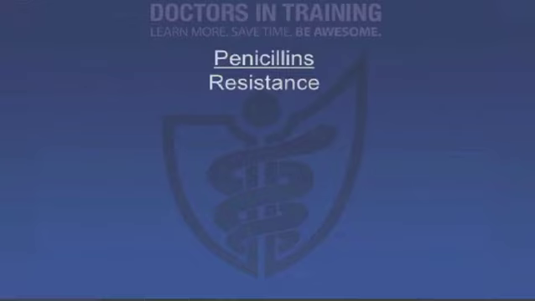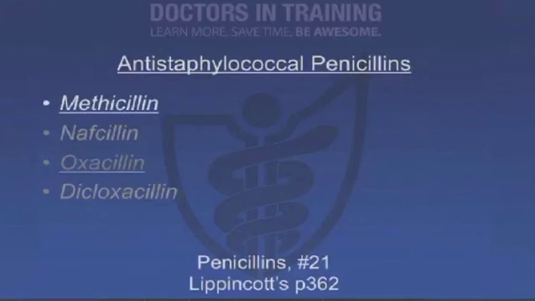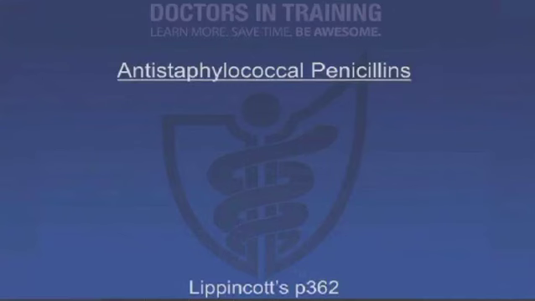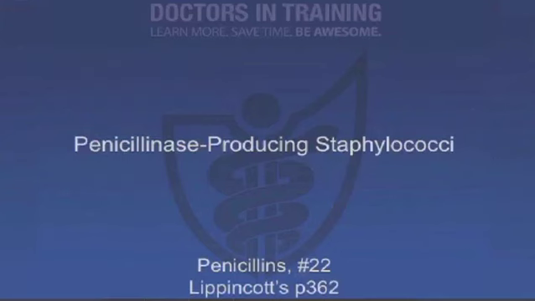But this is not a new problem. Resistance has been emerging to penicillin since it first attained wide use in the 1940s. About 1 to 2 years after introducing penicillin, it was already described in the literature that staphylococci, Staph aureus, were developing resistance to penicillin. And so the anti-staphylococcal penicillins were developed, and these include methicillin, nafcillin, oxacillin, and dicloxacillin. These are penicillinase-resistant penicillins. These block the action of penicillinases, which are just some of the larger group of beta-lactamases. The use of these anti-staphylococcal penicillins is restricted to the treatment of infections caused by penicillinase-producing staphylococci.